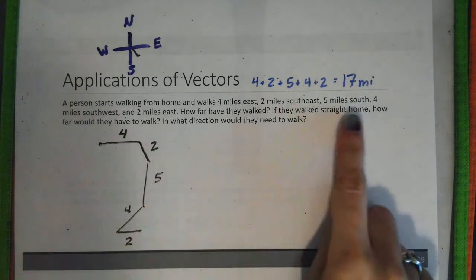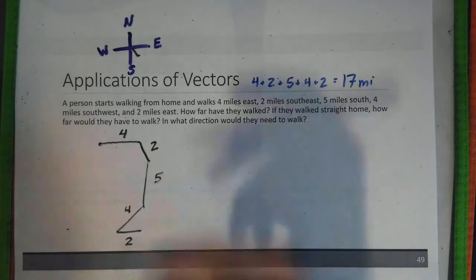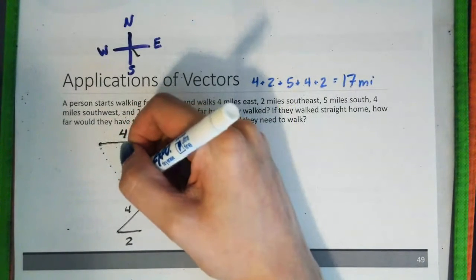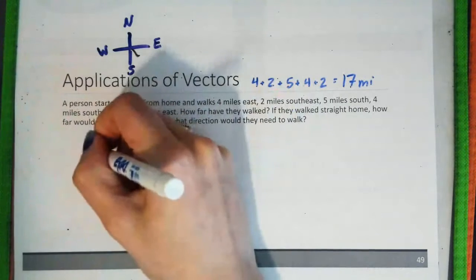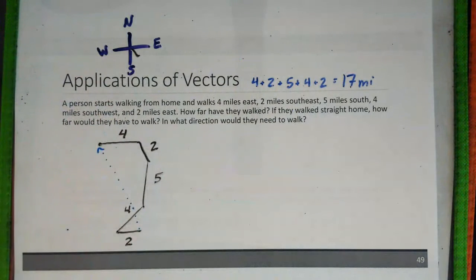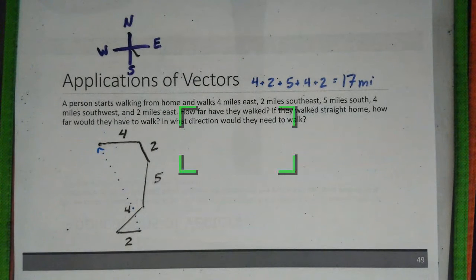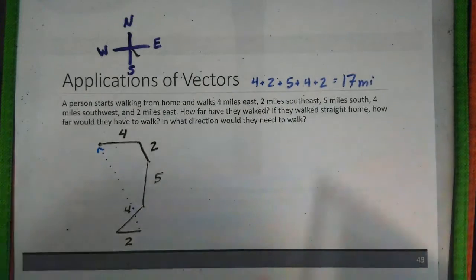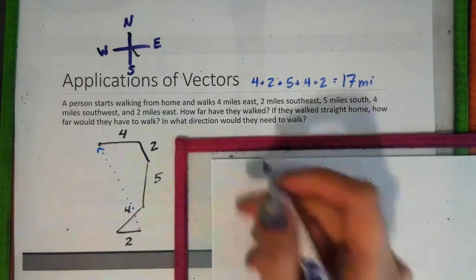We want to know if they walked straight home, how far would they have to walk? And that's going to be this distance here. I'm just going to put a little arrow on it. The way I thought of this was by taking each step and writing it as a vector. So let's see. First, this person walked 4 miles east.